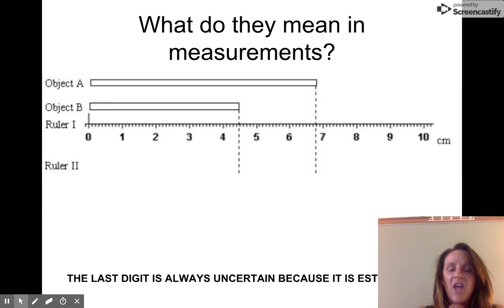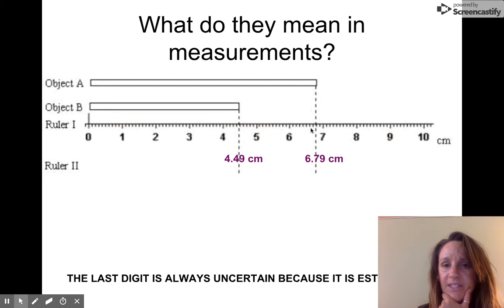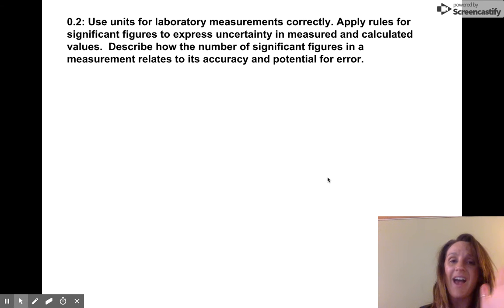Let's use a different ruler now. Here's ruler 2, and if you'll notice, I have more markings on here now. So when I look at this, that first measurement, now instead of just knowing it's between 4 and 5, I can even tell it's between 4.4 and 4.5. So I can estimate it's really close to 4.5. So I'm going to call it 4.49. But again, I'm still estimating this last digit. Same thing for object A. I can tell now it's between 6.7 and 6.8. It looks really close to 6.8. So I can estimate that last digit to be 9, but that last digit is still estimated. We have to do that for every measurement we take.